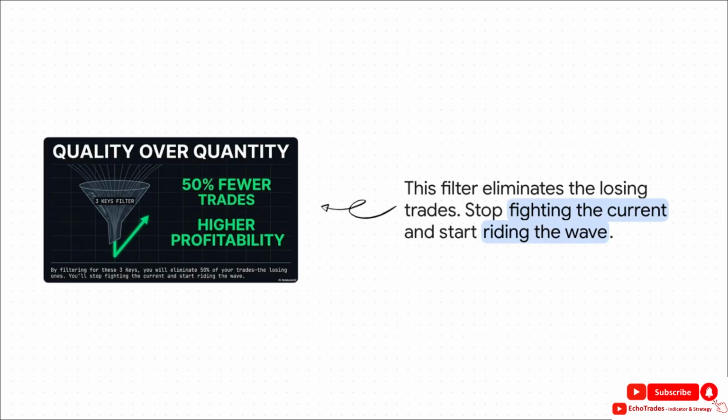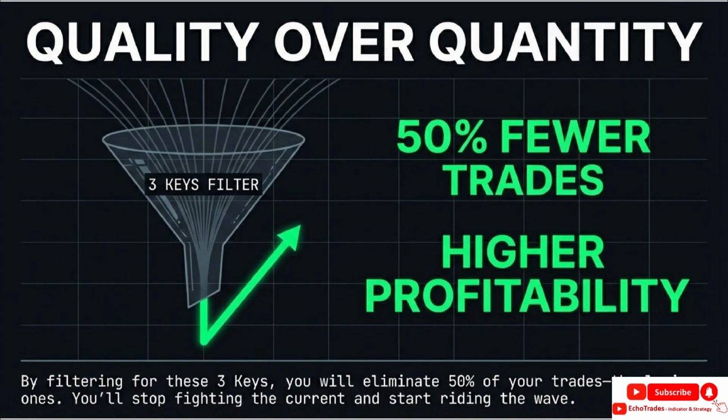Here's why. Those three keys are your filter. And that 50% of trades you're no longer taking, those are the bad ones. Those are the low probability coin flips. You're filtering out the garbage. You stop fighting against the current, and you start learning how to patiently wait for that perfect wave and ride it with the big players. It means fewer trades, sure, but it also means a much higher potential for profitability.